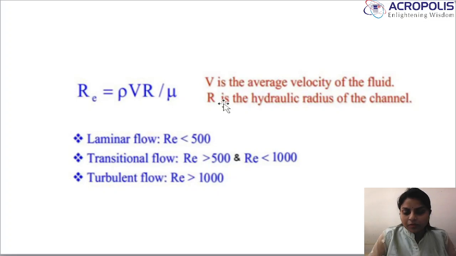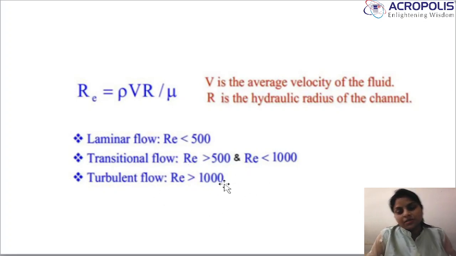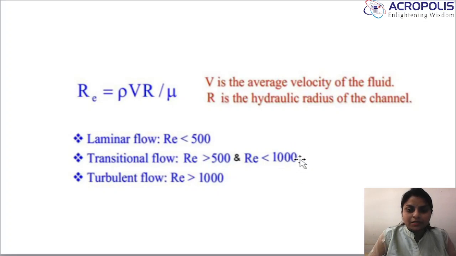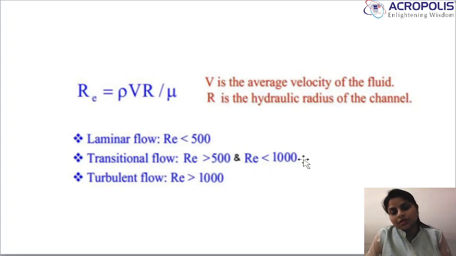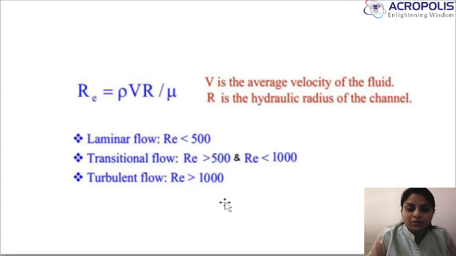So this is the formula I have already explained. For the laminar flow, it is less than 500. Between 500 to 1000 is known as transition flow, and more than 1000 is known as turbulent. I think the reading is misleading. This is 2000. If the Reynolds number is between 500 to 2000, it is a transition state, and more than 2000, turbulent state.